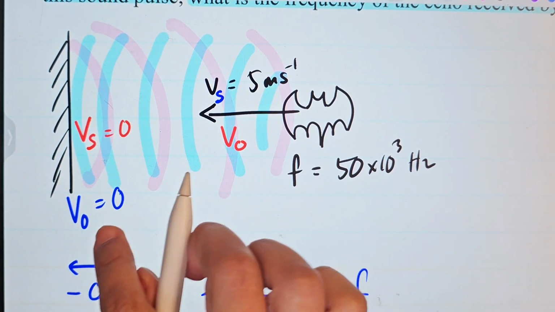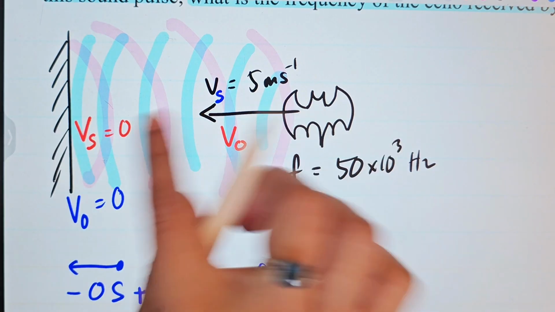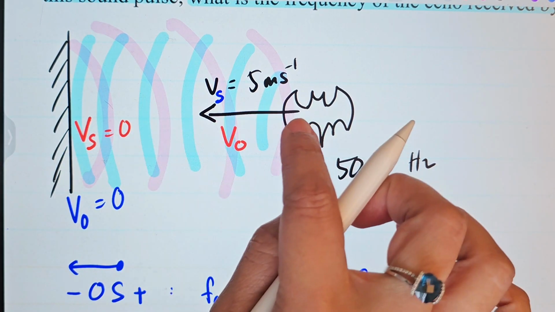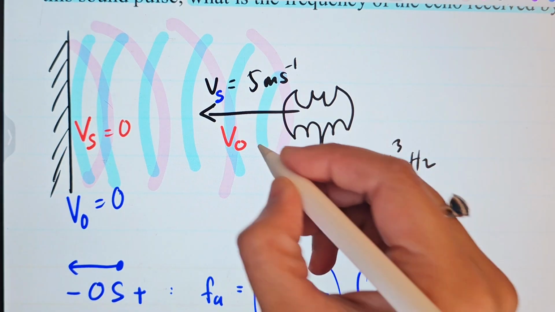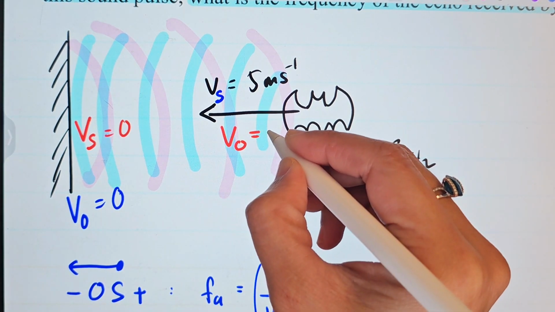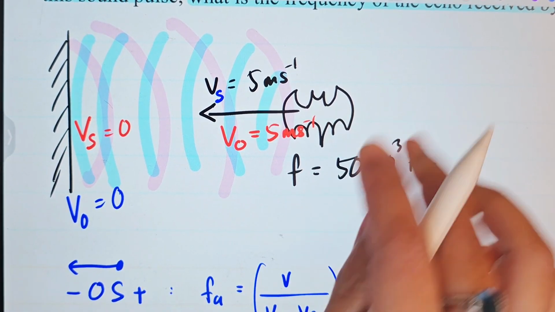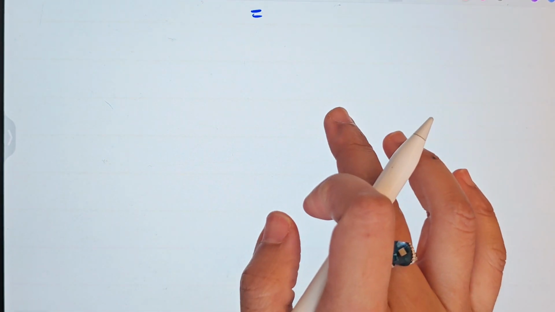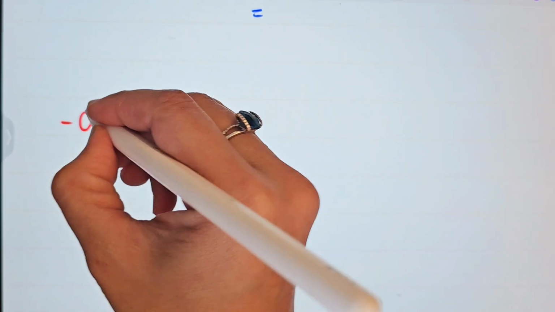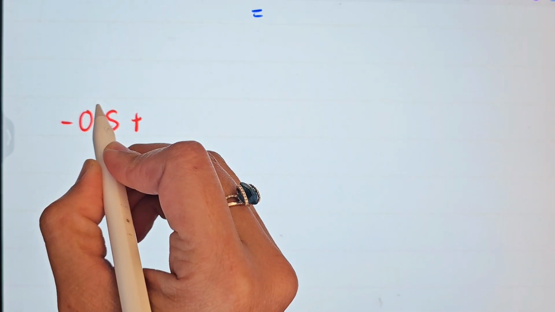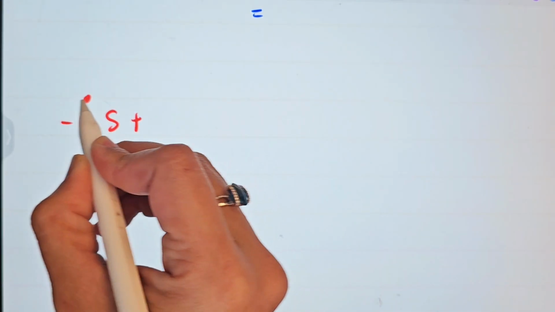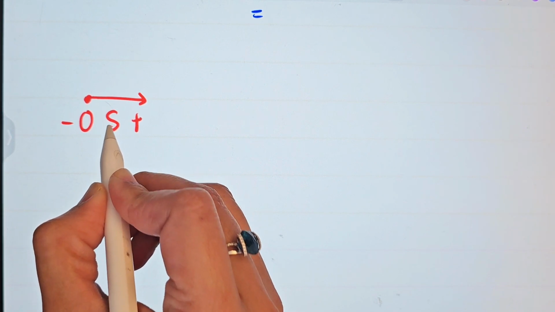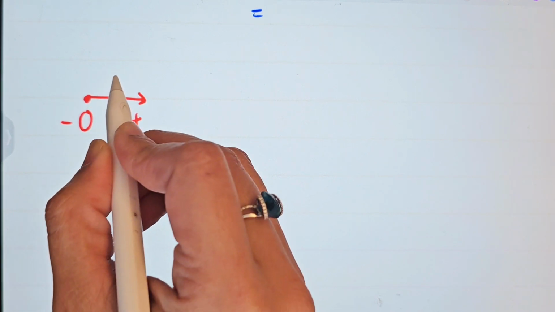I indicated in blue color the reflected sound. I'm going to indicate it as the pink color and red color. Observer for the second situation is 5 meter per second. Now we're going to create the equation for the red situation. Negative OS positive. Now this time the observer is the one that is moving towards the source. The source is the reflected sound, which is from the wall.